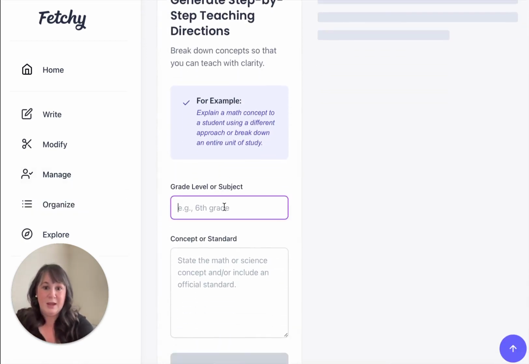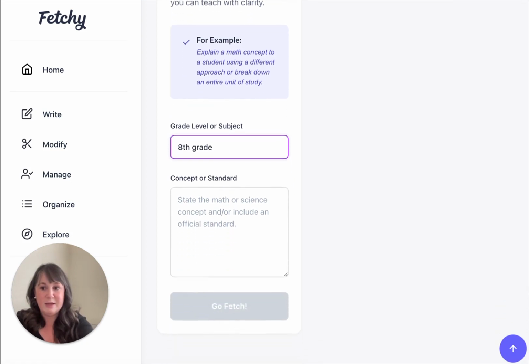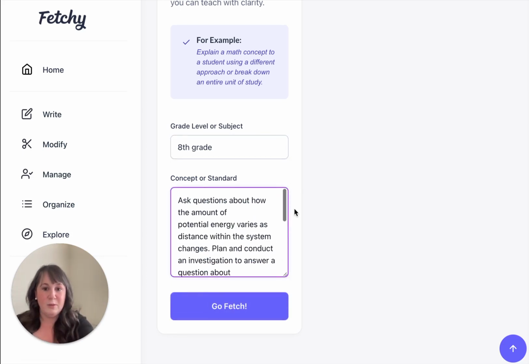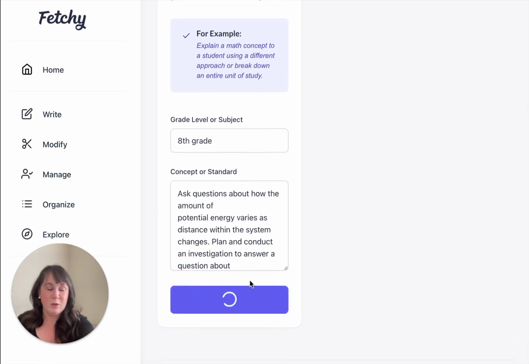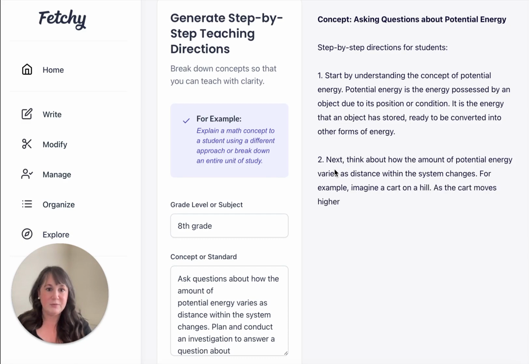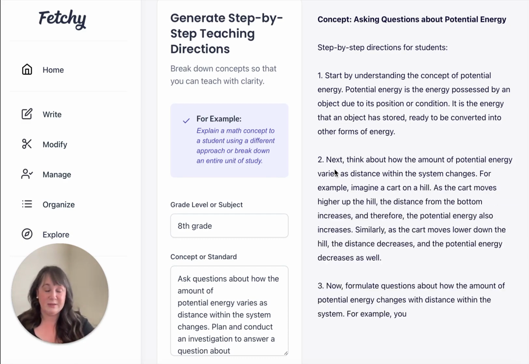I am going to put in, let's do 8th grade. I feel like 8th grade would be the perfect grade level to show for an example. So I put that in there. I'm going to take a science standard about energy because that is what they learn in my state in 8th grade. So there is a standard straight from the core, just pasted it in, and it's going to break down and give me step-by-step directions for myself and for students to understand this concept.